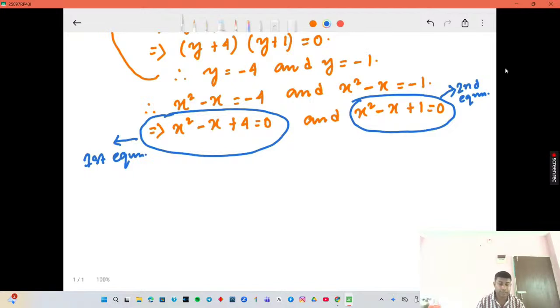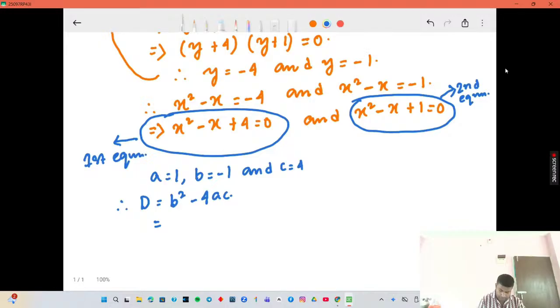So how to find the discriminant of these two given equations? Here a is equal to 1, b is equal to minus 1 and c is equal to 4. Okay, therefore D is equal to b square minus 4ac, which is minus 1 whole square minus 4 into 1 into 4, is equal to 1 minus 16, is equal to minus 15.